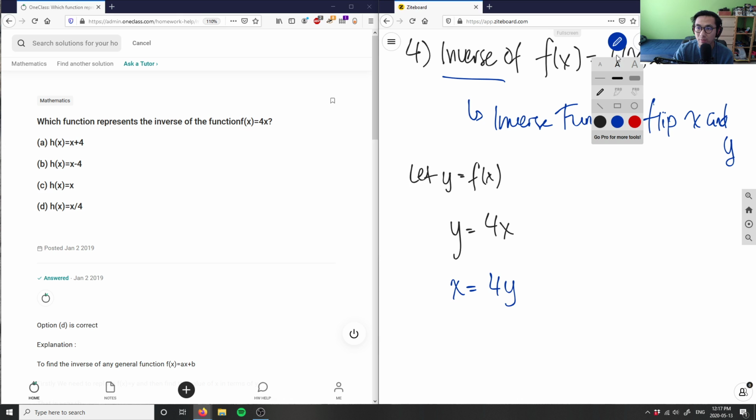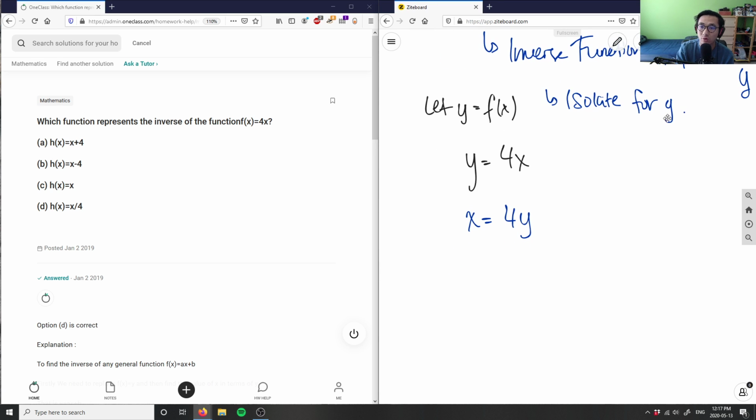And what I'm going to do now is isolate for y. Step 2 is isolate for y, and this here will be our inverse function. So how do I do that? Well, I simply have to divide both sides by 4 to get rid of the 4 on the right side here. So I'm going to say x divided by 4 is 4y divided by 4. These 4's cancel obviously.